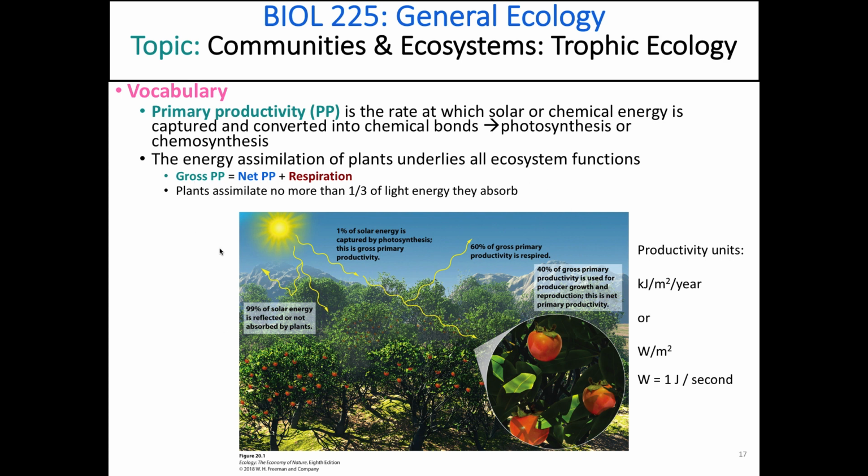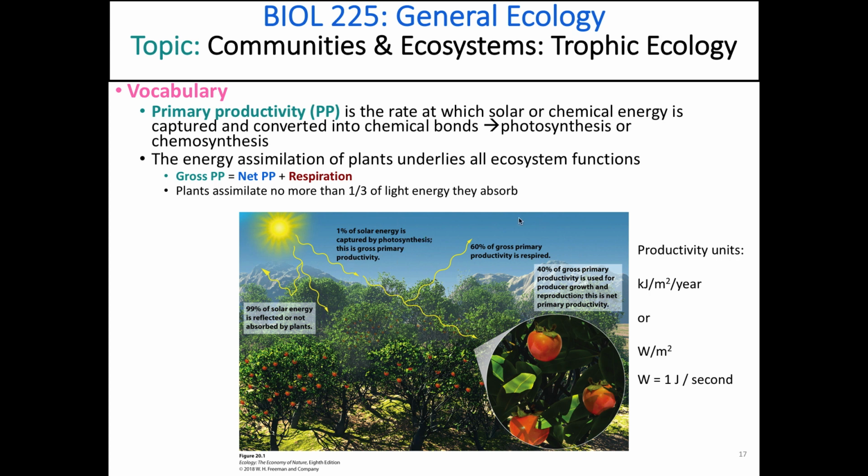And so if we look at this diagram down here, we have solar energy coming in from the sun. 99% of that solar energy is reflected or not absorbed. It's the wrong wavelength, so plants don't absorb it. 1% of the solar energy is captured by photosynthesis. This is our gross primary productivity.